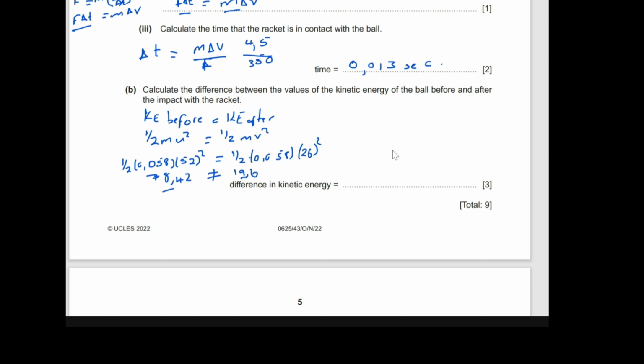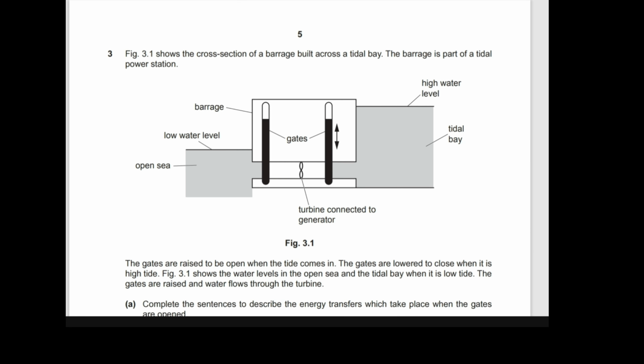So the difference in kinetic energy now becomes 78.42 that I got minus 19.6, and I'm getting something like 59 joules. That's the difference in kinetic energy. Okay, let's go to the next question.